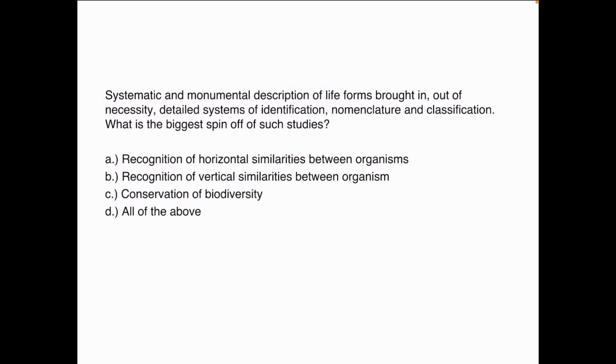So guys, our first question is: systematic and monumental description of life forms brought in out of necessity detailed systems of identification, nomenclature and classification. What is the biggest spin-off of such studies? Your options are: option A, recognition of horizontal similarities between organisms; option B, recognition of vertical similarities between organisms; option C, conservation of biodiversity; and option D, all of the above.